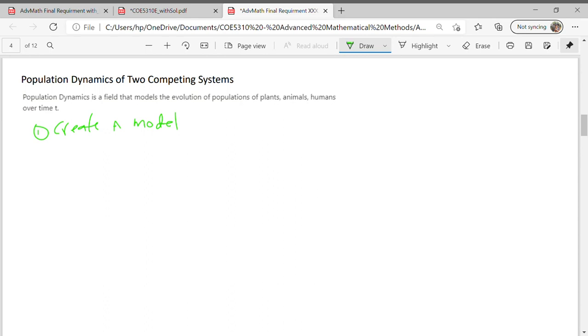For example, we have two species, rabbits and foxes, wherein the foxes prey on the rabbits. So, let's make some assumptions. Number one, rabbits have an unlimited food supply.